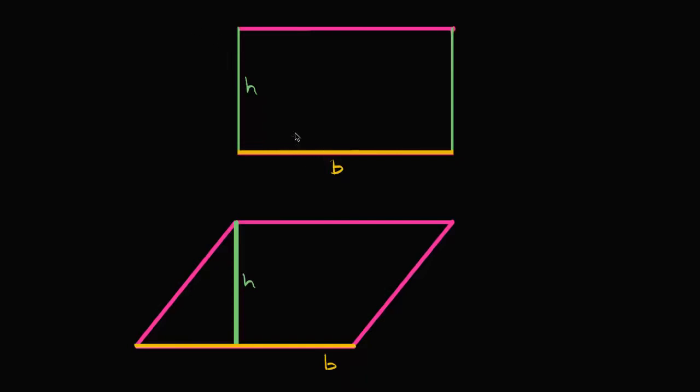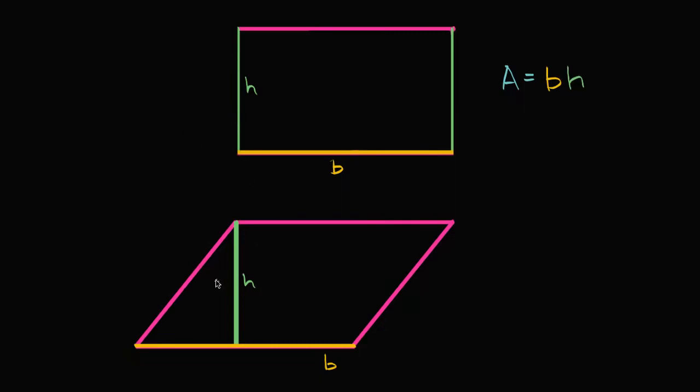If we have a rectangle with base length b and height length h, we know how to figure out its area. Its area is just going to be the base times the height. The base times the height. This is just a review of the area of a rectangle. You just multiply the base times the height.